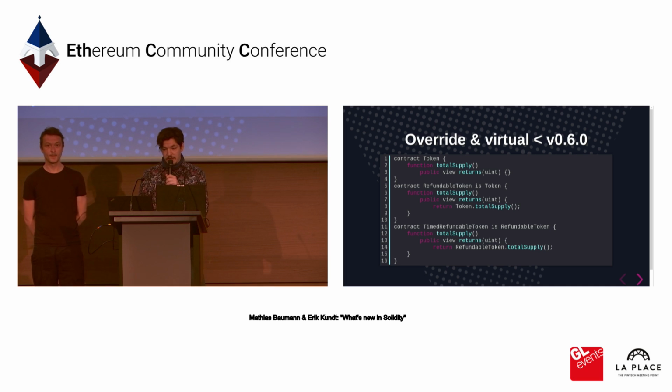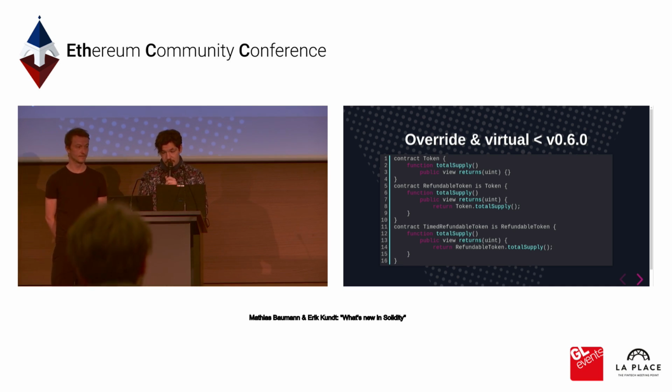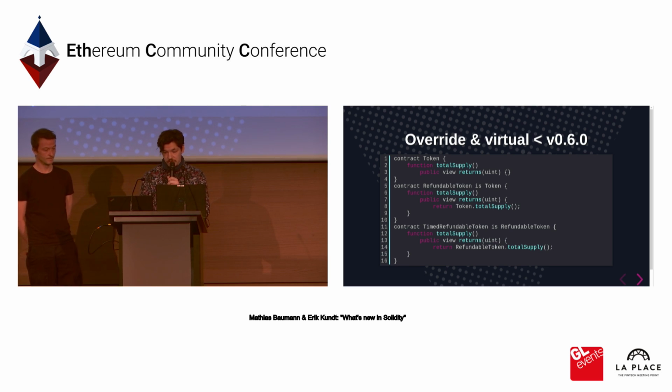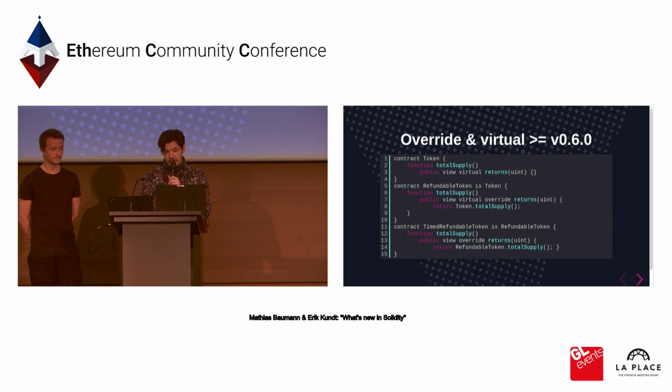Here you see a simple example pre-0.6.0. We simply derive 3 times from token, refundable token, and timed refundable token. It's a very simple example. We always call the base function of the previous class or contract. In the new version, this changes to look like this. So you notice the virtual keyword in the token contract. This has to be specified now, otherwise you cannot override the function anymore and you will get an error.